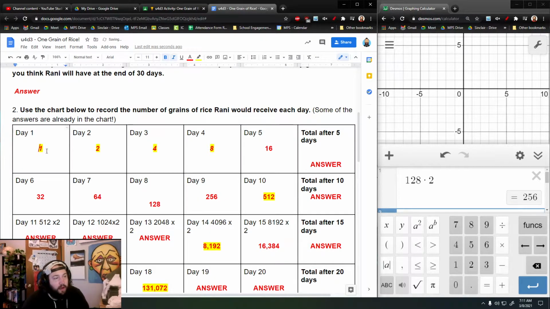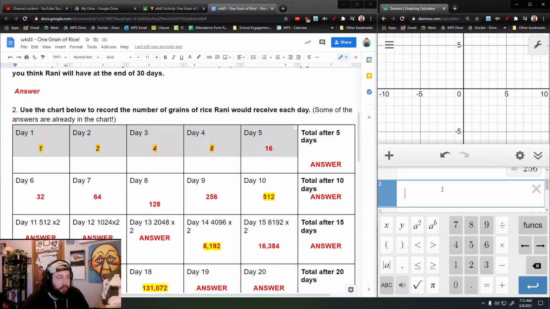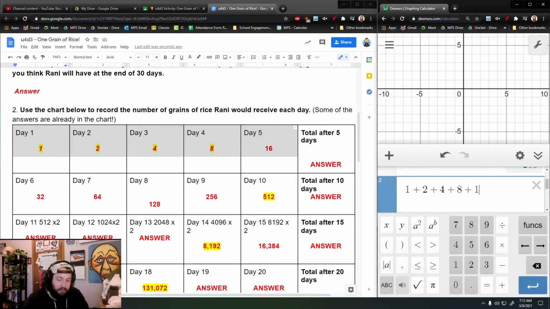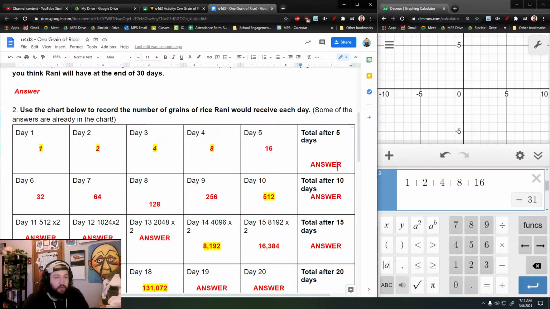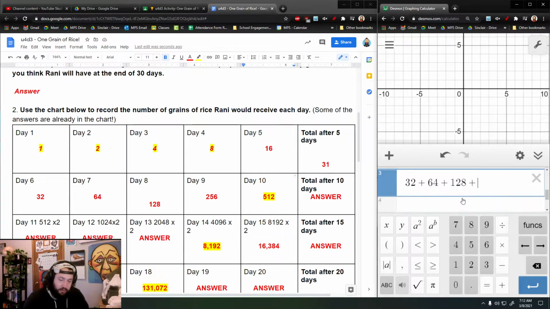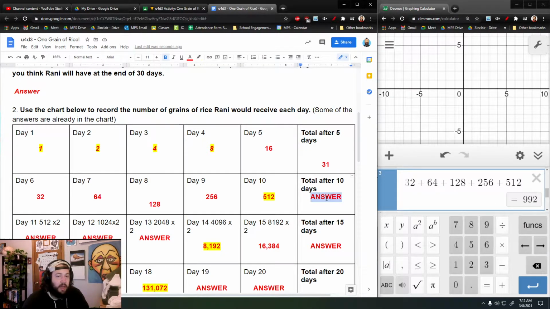Now, if I want to get the total after 5 days, I would have to add all these ones up. So to do that, I'm just going to grab this 1 plus 2 plus 4 plus 8 plus 16. And it gives me the answer 31. Add this one up here, and I'm going to get 32 plus 64 plus 128 plus 256 plus 512. And I get 992. Okay, so that's how we fill out all of these.